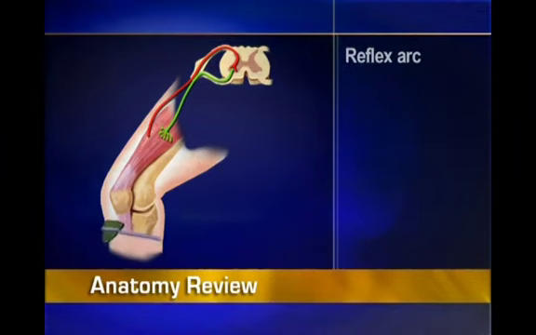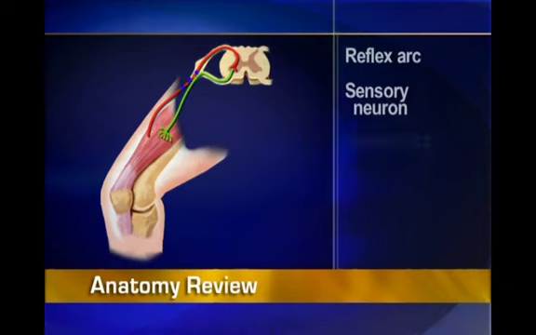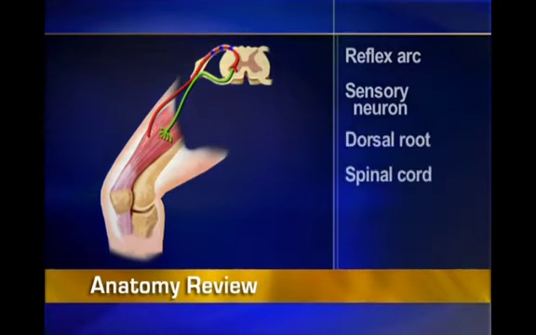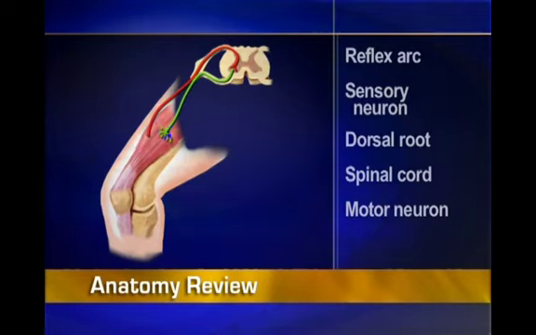In the simplest reflex arc, sensory neurons carry the message from the receptor through the dorsal root and into the spinal cord. There they synapse with motor neurons. From the ventral root, motor neurons carry the message to the muscle, which produces the reflex.